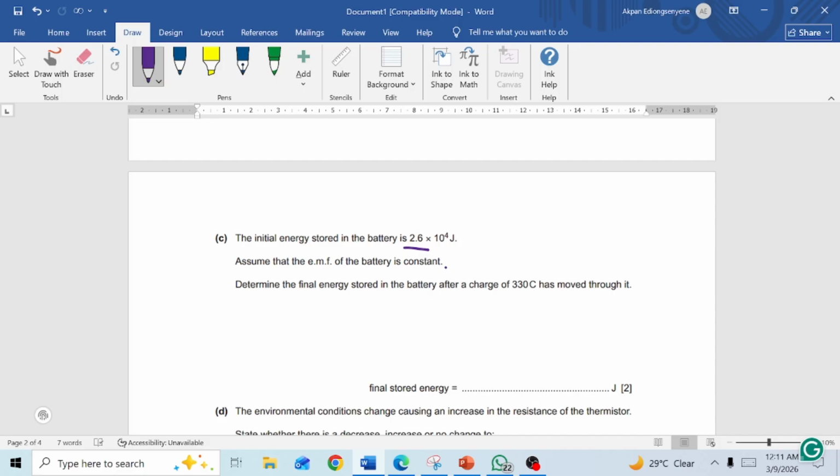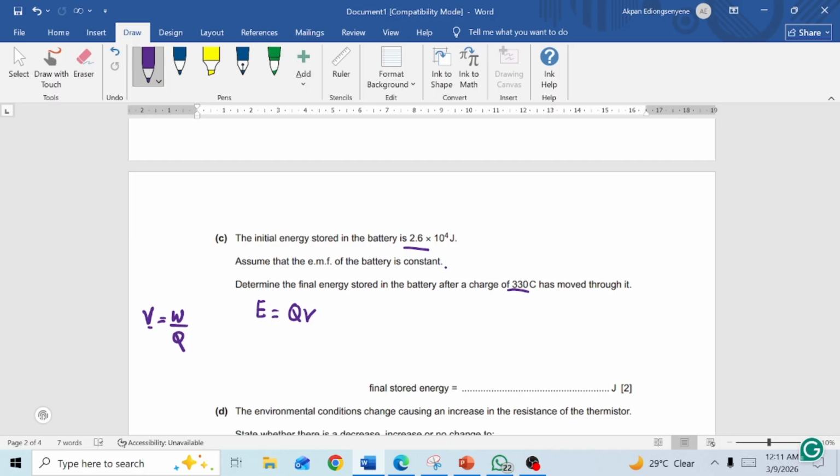Assume that the EMF of the battery is constant. Determine the final energy stored in the battery after a charge of 330 has moved through it. Energy for a battery is the same thing as QV, because from what you learned, work done over charge is the potential difference. So energy will be QV.